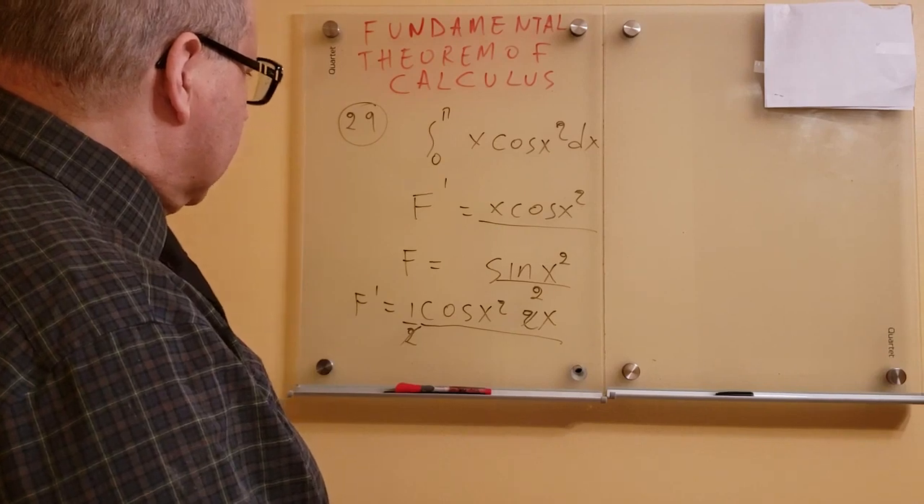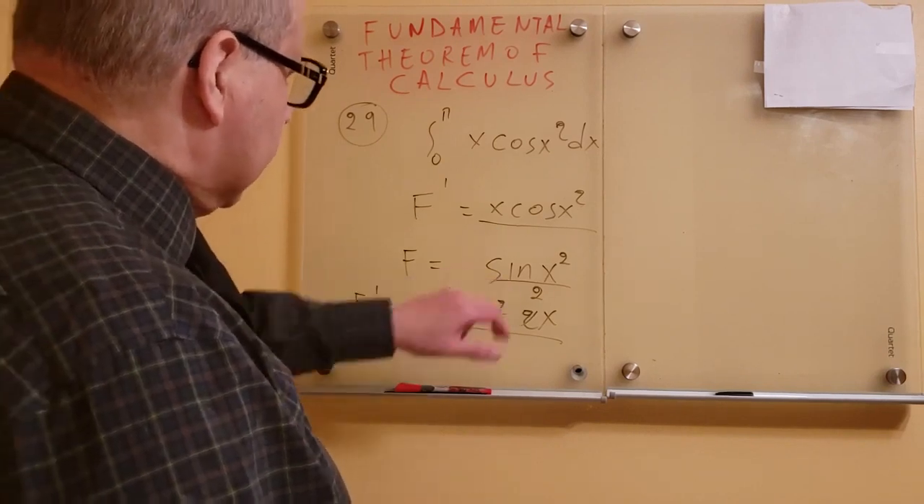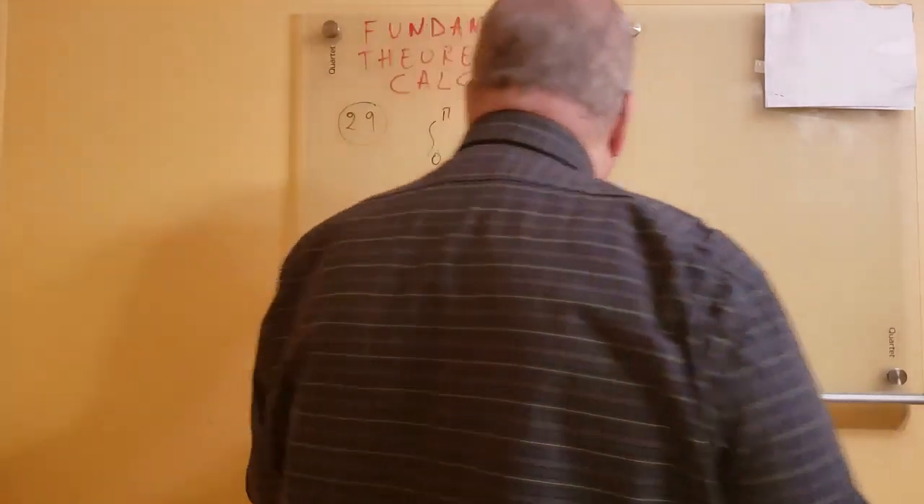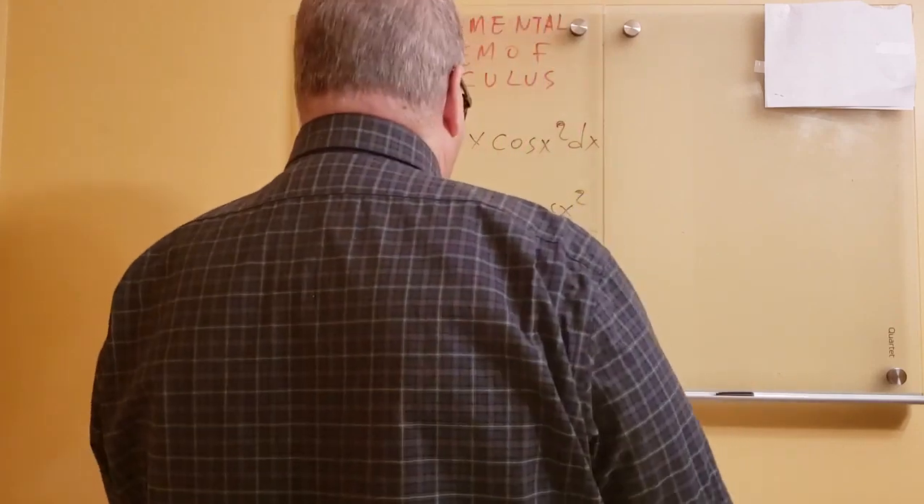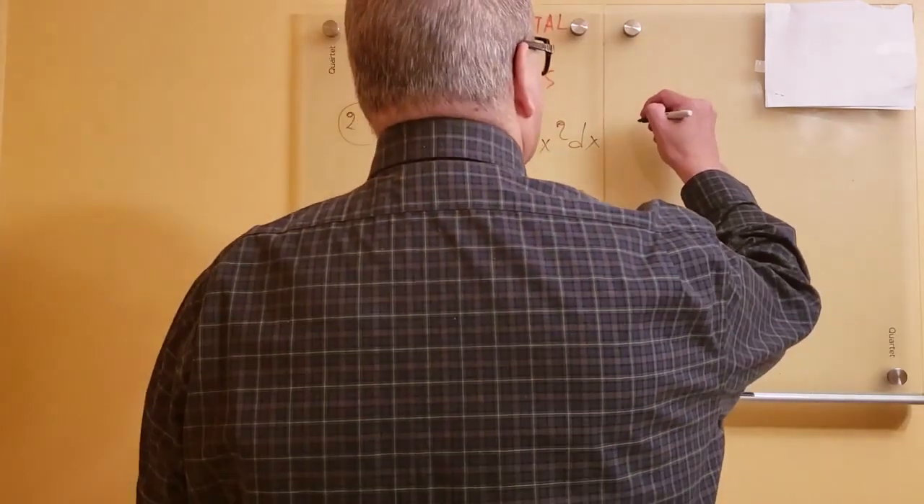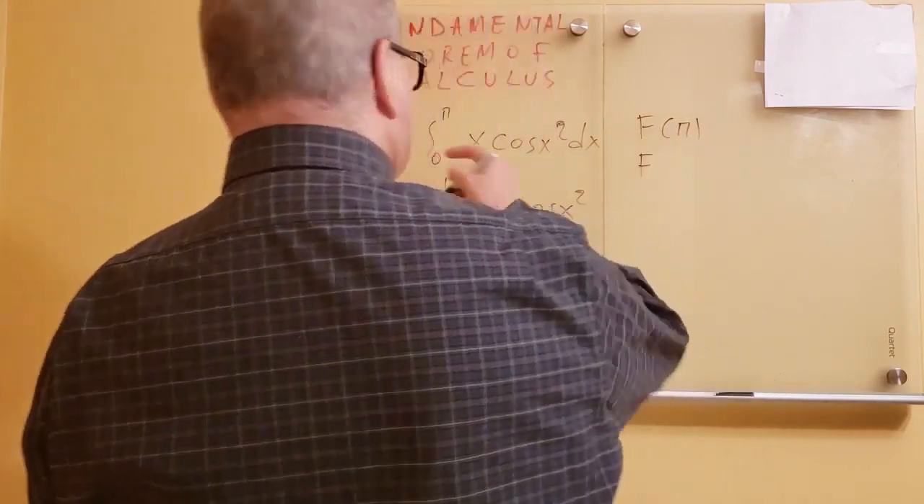Okay, so this here is the antiderivative of this here. And now again, you want to find the definite integral, so you just have to evaluate it at pi and at 0.